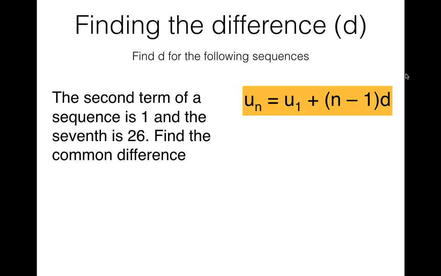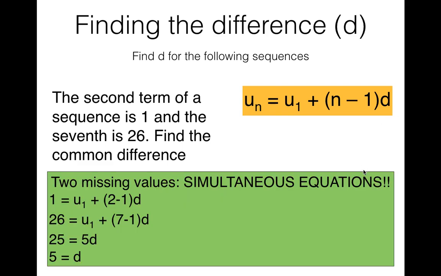Okay, here's the equation up here. So we know if we have 2 missing values and we are being given 2 options for our equation, we can produce simultaneous equations. So I know that the second term of the sequence is 1. So I've got 1 equals U1, I don't know what the first term is, plus 2 minus 1, D, because it's the second term. So I've got 2 minus 1 multiplied by D, I still don't know what D is.